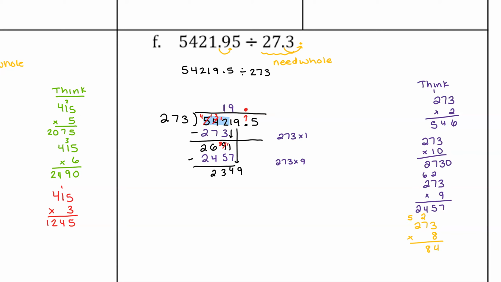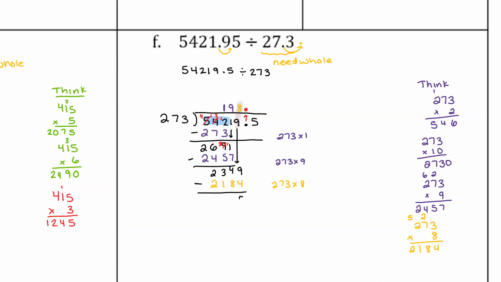8 times 2 is 16, plus 5 is 21. Perfect. So I'm going to do 273 times 8, and that's going to give me 2,184. That 8 goes upstairs. Now, that 8 corresponded to when I brought down the 9. So that 8 has to be right over the 9, which is next to the decimal. Okay? So now we have to do the subtraction.